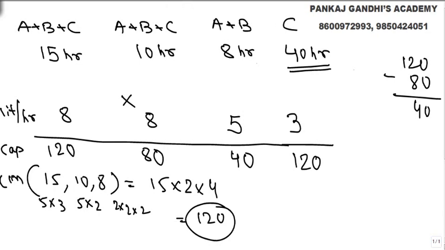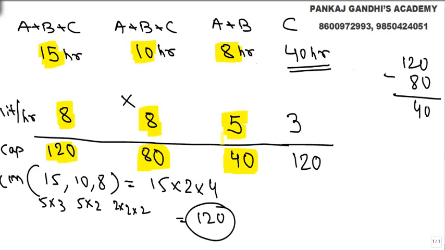Let's check everything what we did. Question was, A, B, C all together in 15 hours full tank. We assume full tank 120. 15 hours 120, so per hour 8. They all were open for only 10 hours, per hour 8. So in 10 hours, they have filled 80. Out of 120, 80 is filled, so remaining is 40. Who fills this 40? A and B in 8 hours. C was closed. 8 hours 40, so per hour is 5.